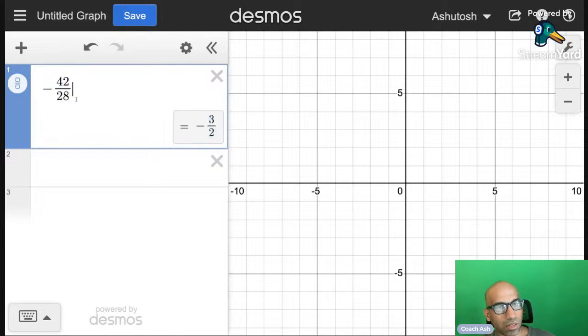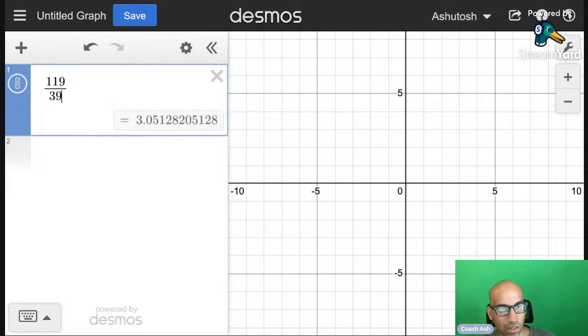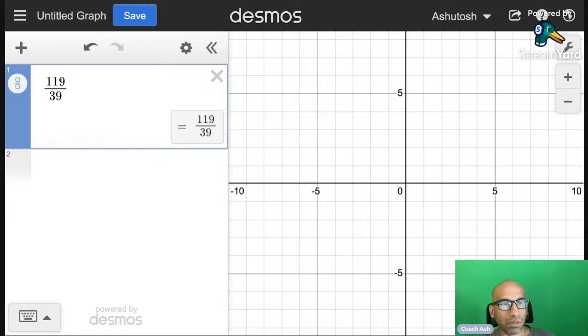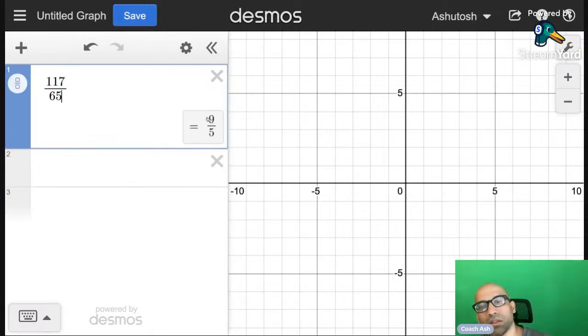So this is a very easy strategy. You can do anything that you want, 119 over 39, etc. And then you can use the calculator to get this answer. Sorry, I meant 117, right, etc. You can get maybe 65 is a better one. So you can get the most, and this is what you want to plug in as the actual answer, right? So this will be the answer.